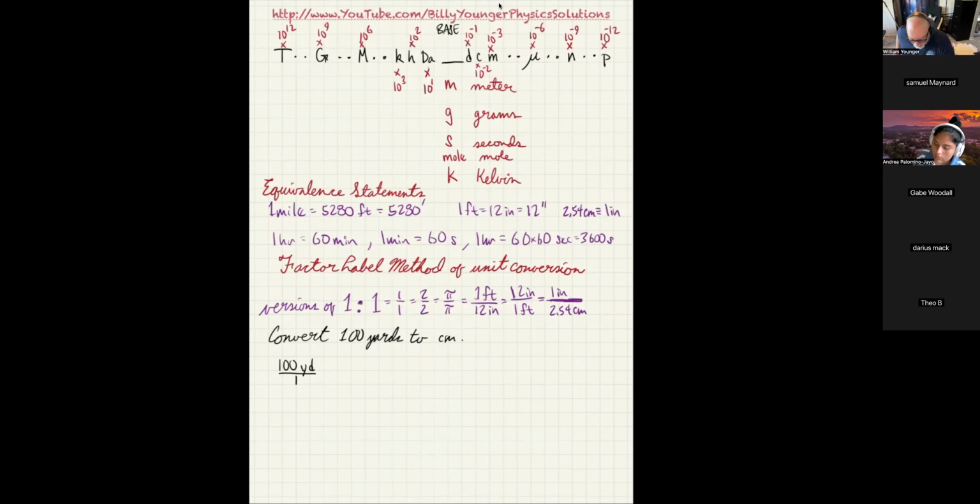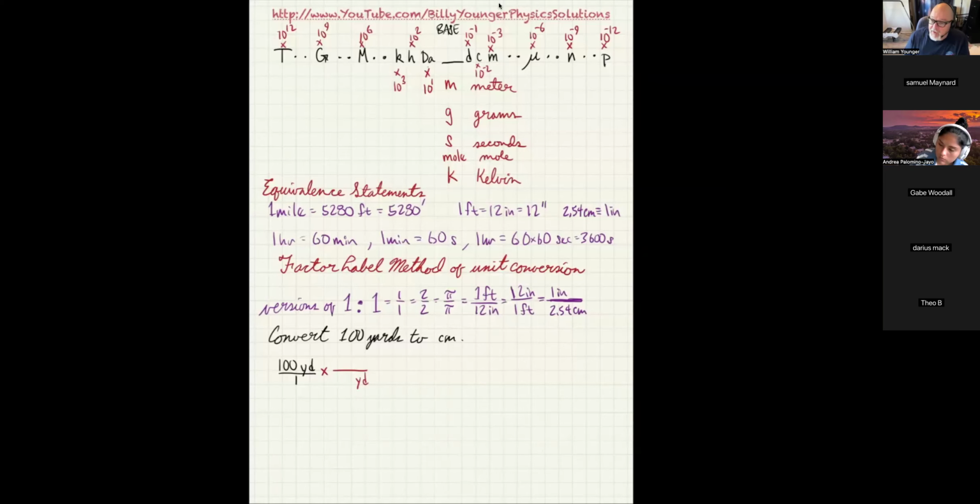Now, the next thing I want to do is look for some fact that allows me to make an equivalent statement that I can make into the number one. For instance, I happen to know that 1 yard is 3 feet. So using the equivalent statement, 1 yard equals 3 feet, I'm going to multiply this by a fraction. And in order for me to get rid of the yard, it's obvious that the yards have to be in the bottom.